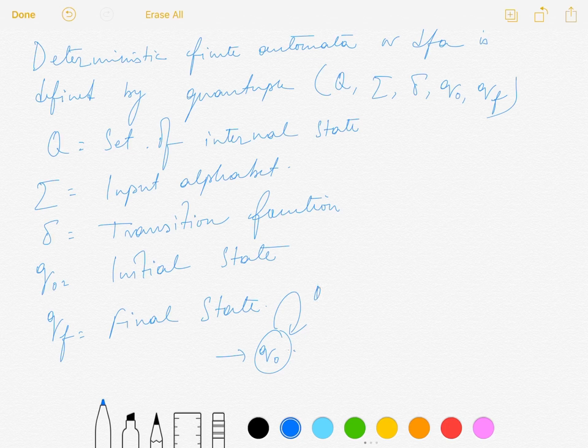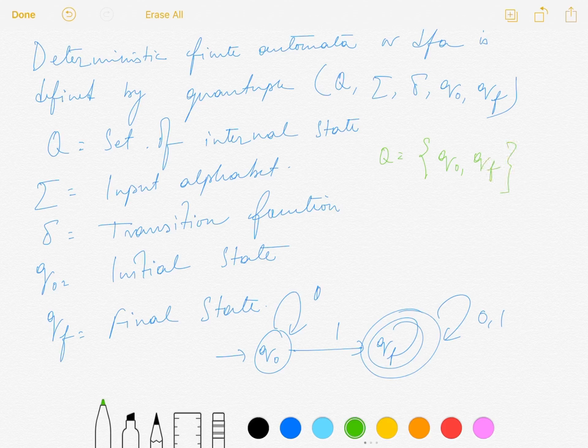Now, if I consider the previous problem, previous transition diagram that we have drawn, I am drawing it again. So, what should be the value of Q here? My value of Q will be number of internal states. What are my internal states? Q0 and QF. Sigma, what is sigma? Input alphabet, right? My input alphabets are 0 and 1. What is delta? Delta already we have discussed, Q cross sigma to Q. And what is Q0? Q0 is basically Q0 here. And what is QF? QF is also QF here. So, this is my definition of DFA.